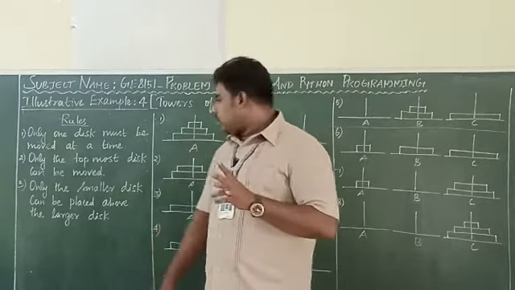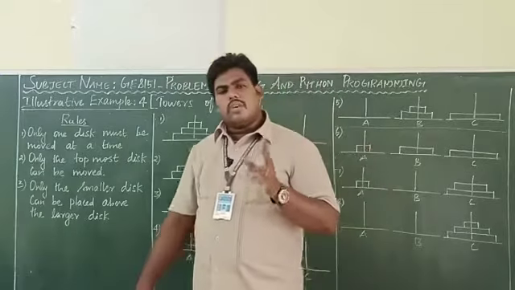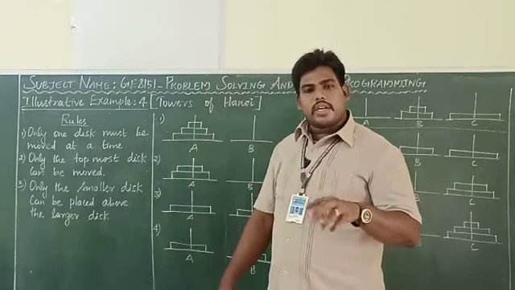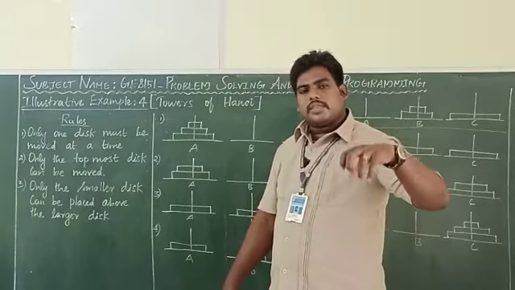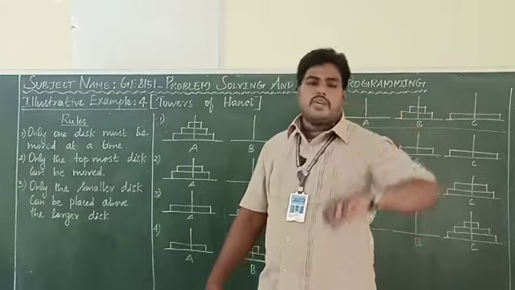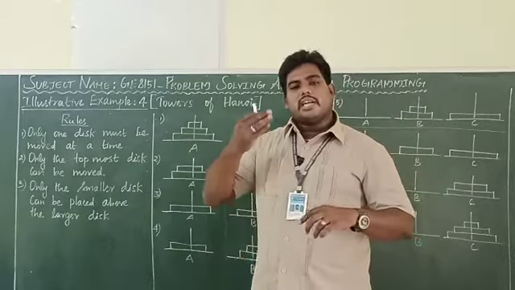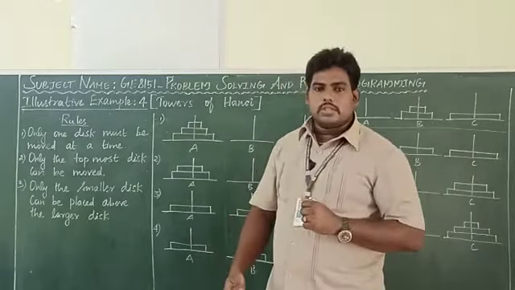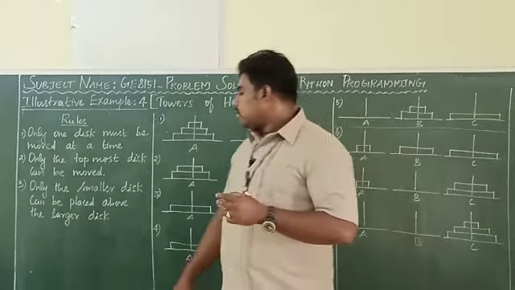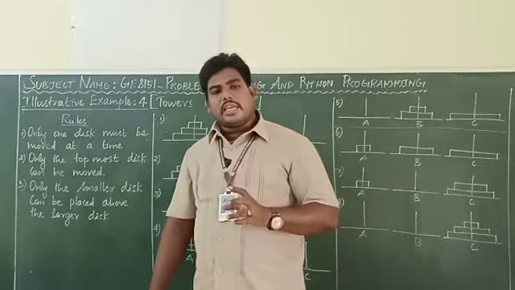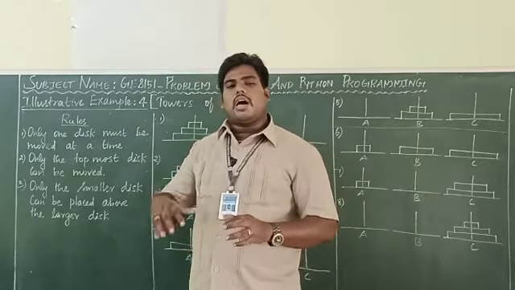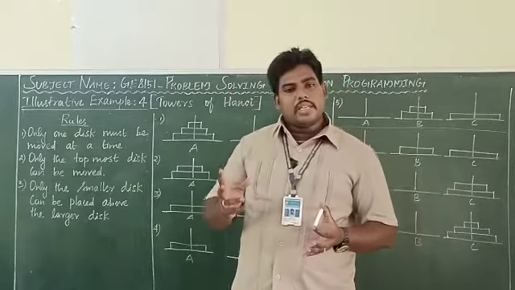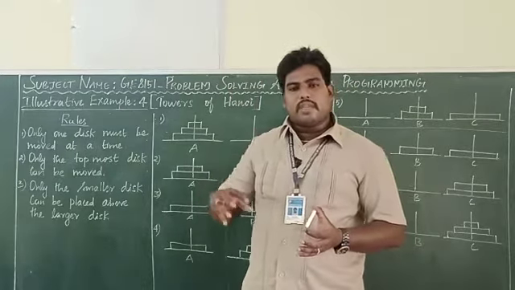Okay. The second rule is, always we have to take the topmost. Okay, if you are taking one disc, it means the disc which is present at the top only we have to take. You can't take the disc which is present below the top disc. Okay. The third rule is we cannot place the bigger disc on the top of the small disc.